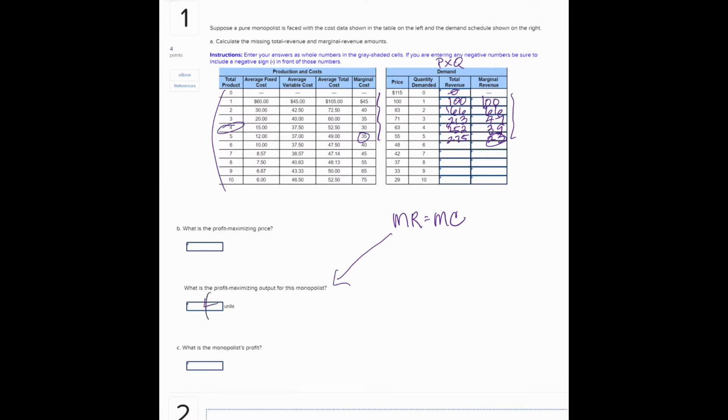So we can put that in first. The profit maximizing price will be what the price is at those 4 units of output, and we can find that right here. So that is $63.